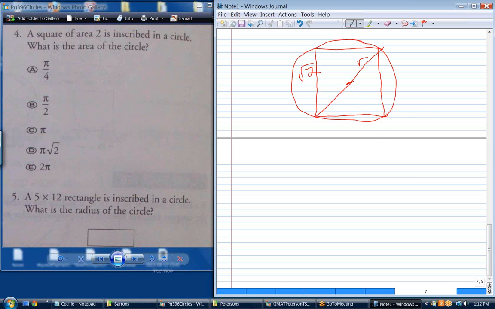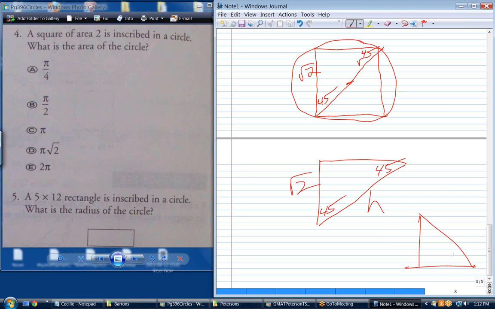So if we look at that triangle there, we know it's 45, 45. So if we're looking at a triangle that's 45, 45, whose side is square root of 2, what is the hypotenuse? 2 square root 2? Well, let's see. If we look at our normal one, it's 1, 1, square root of 2. So our ratio is square root of 2 to 1. So our hypotenuse is square root of 2 times square root of 2. So this must be 2.